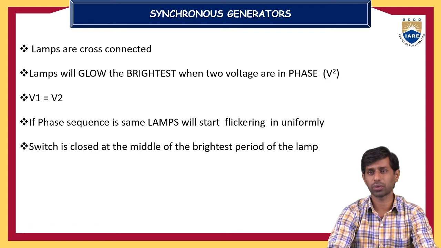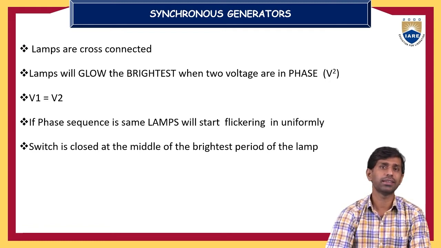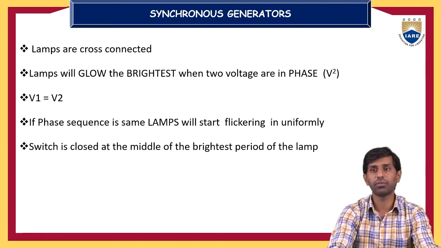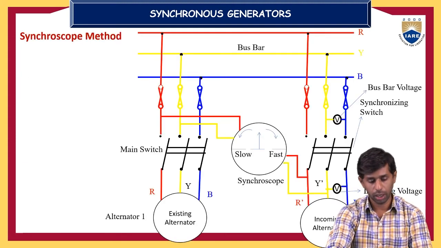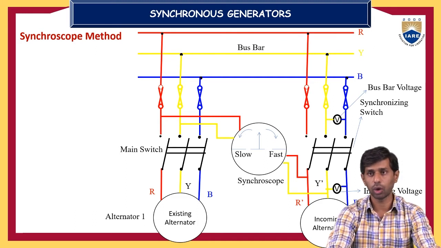Brightness is proportional to the square of the terminal voltage or line voltage of the alternator. So any minute change or difference in the voltage will also be reflected in the brightness of the lamp. That is why it is more advantageous than the previous case. And one more method we have, the Syncroscope. With it, we can more accurately sense whether the incoming alternator is a little bit fast or slow. That will be sensed by the Syncroscope device.